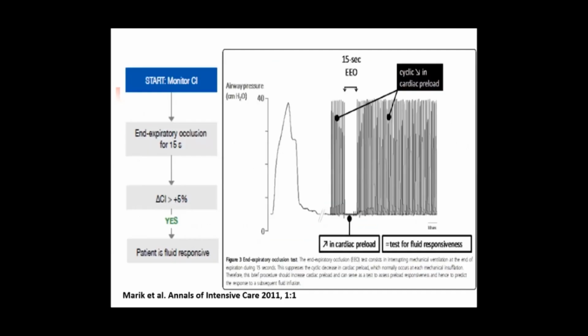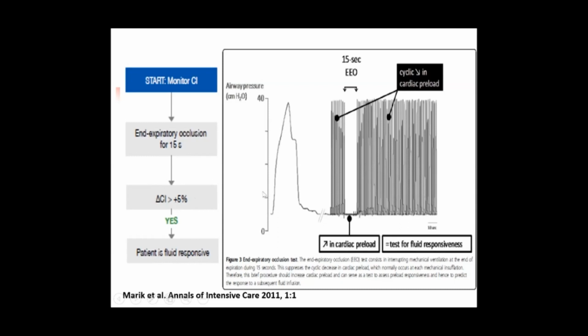So what we do here: we start the monitor and take a baseline cardiac index, then apply end expiratory occlusion for 15 seconds. If the change in cardiac index is more than 5%, that is indicative of fluid responsiveness. Then you can take a call and consider that the patient is fluid responsive. If the clinical status demands, then you can give fluid. So this is how it is done.